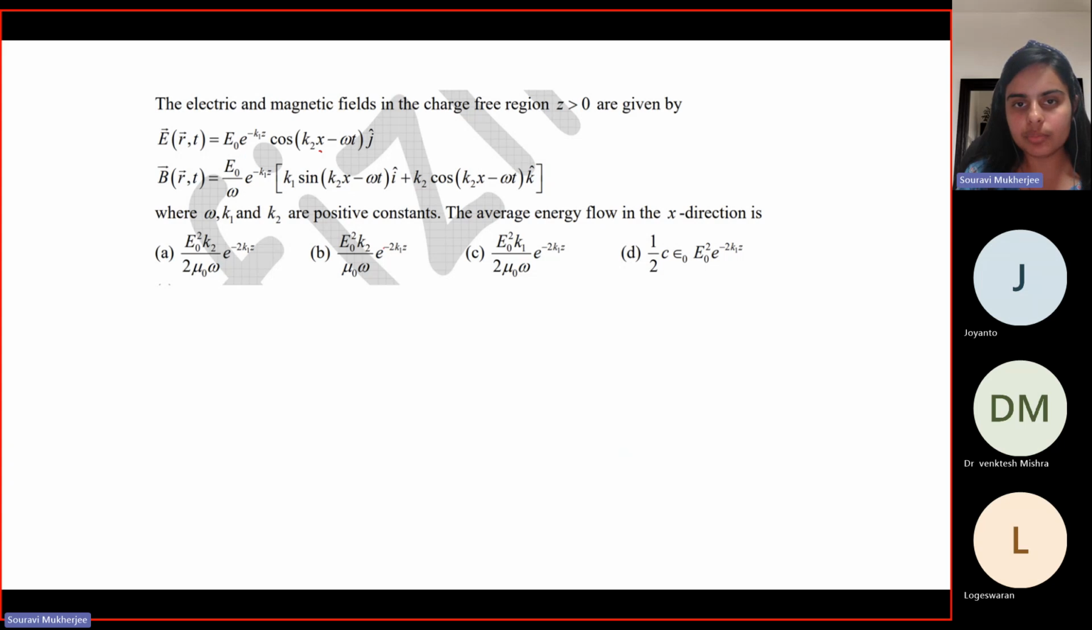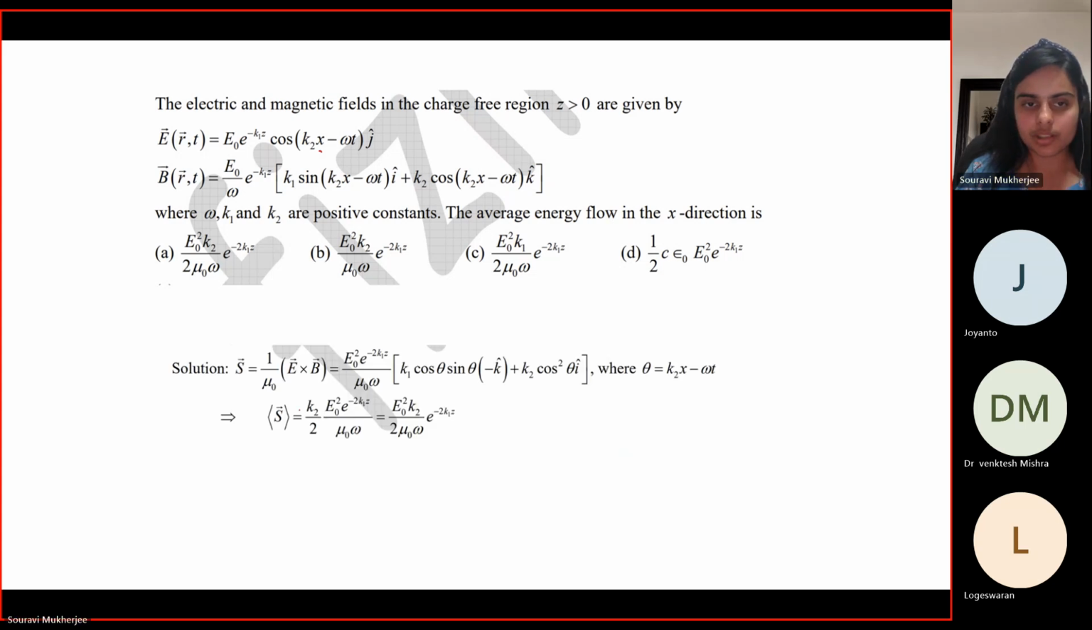Because you're talking about average energy flow, you have to find the Poynting vector. So basically you have to do E cross B by mu naught. If it was in a medium with some given permeability, then this would be replaced by mu. So this is pretty straightforward. You can find the cross product, and this would give you the net energy flow.